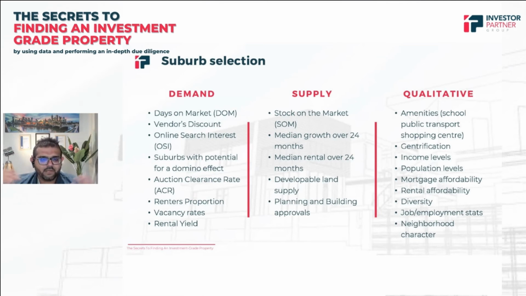Welcome back, everyone. We are going to talk about the qualitative due diligence for the suburbs. It's quite important and it's quite the key. So, understanding the locations: from school, what are the school rankings, what public transport system there is, how far it is from CBD, shopping center, beach, access to freeway. You also need to look at population change, income level change, mortgage affordability, rental affordability, job and employment rates, and neighborhood character.